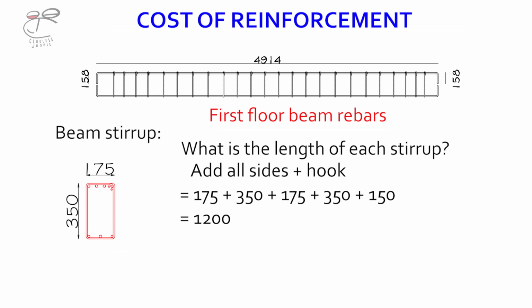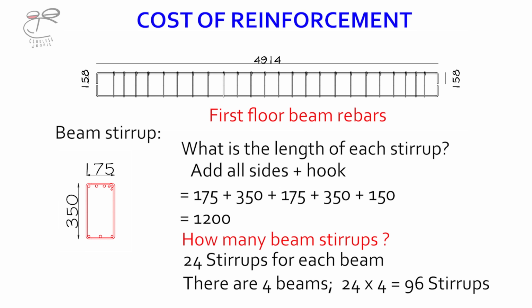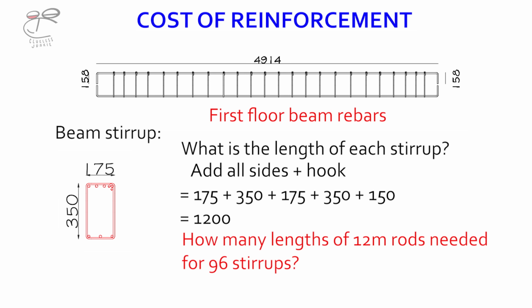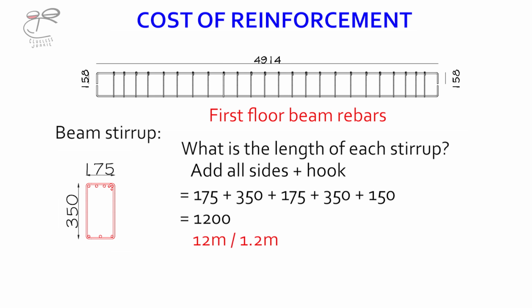And how many stirrups for each beam? There are about 24 stirrups for each beam, and there are 4 beams, so 24 multiplied by 4, that's 96 stirrups. So how many lengths of 12 meter rod will be needed for 96 stirrups? We divide 12 meter by 1.2, and that gives 10 pieces. So we'll do 96 divided by 10, so that's about 9.6 lengths of 12 meter rod.